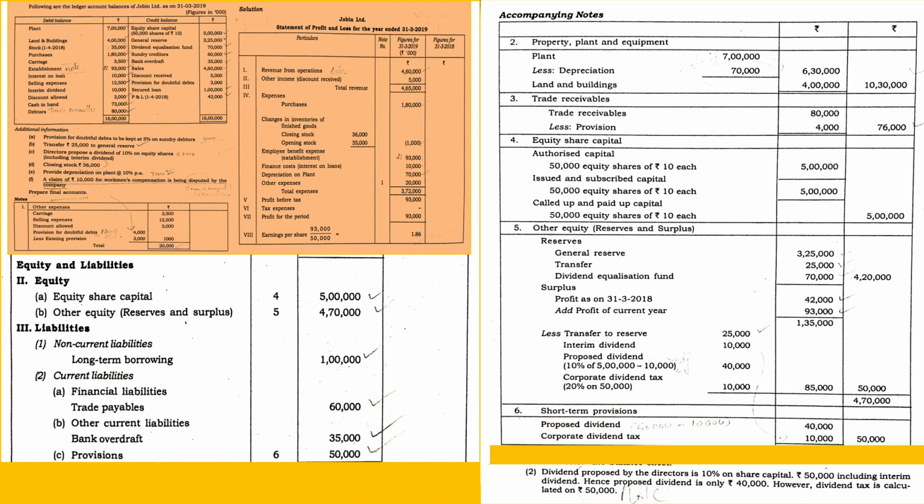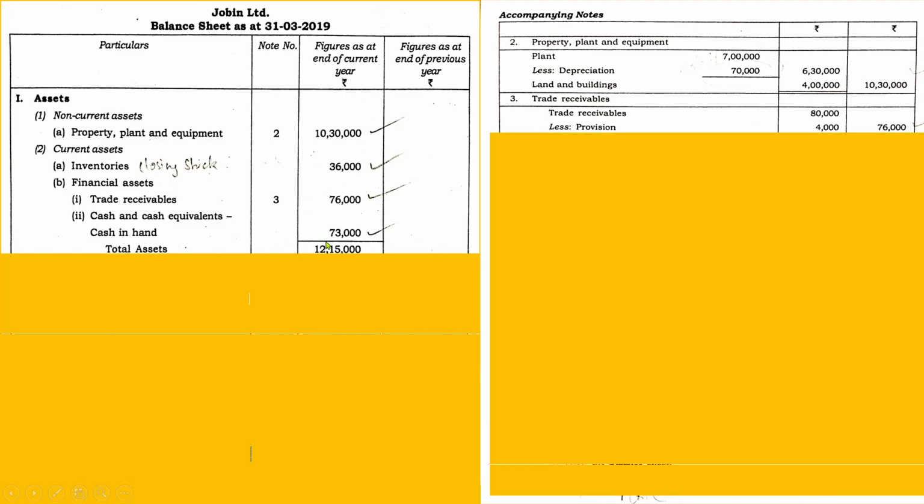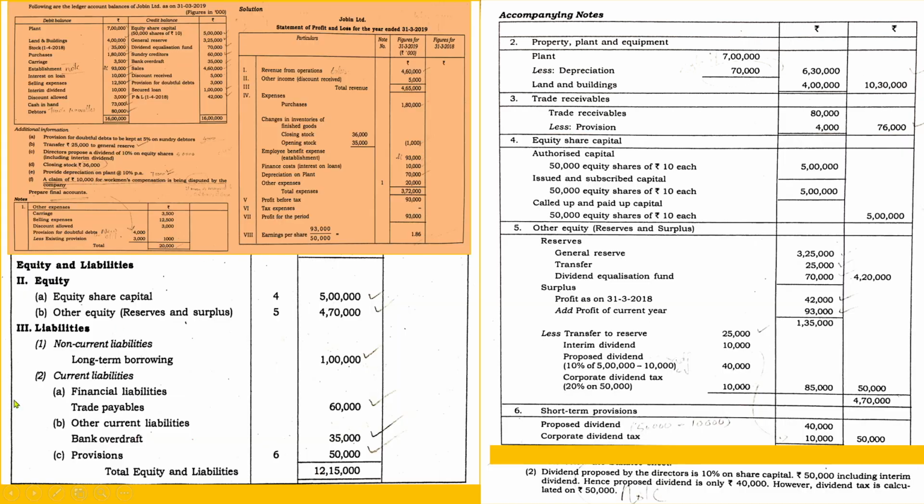So take the total of liability, you will get 12,15,000. Earlier we got the asset amount as 12,15,000. Now see, total assets is 12,15,000, and we also got total liabilities as 12,15,000. So our computation was correct.